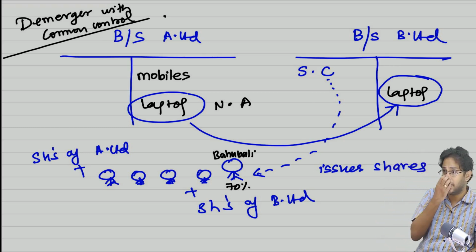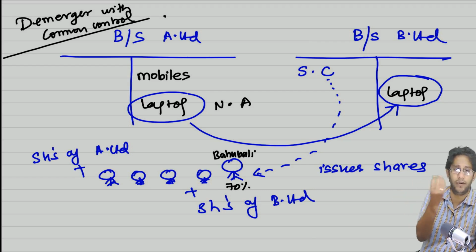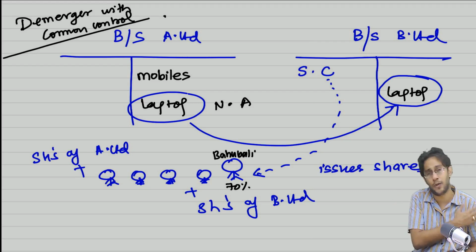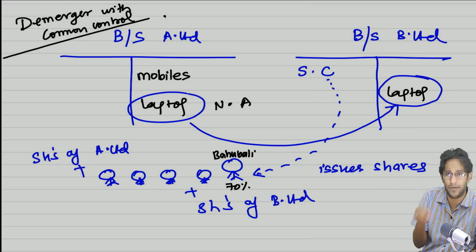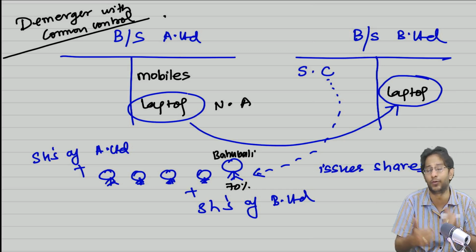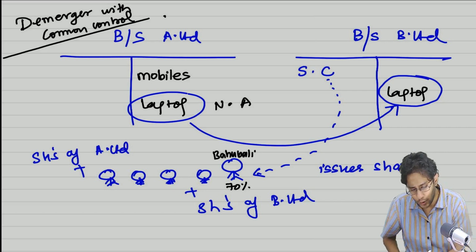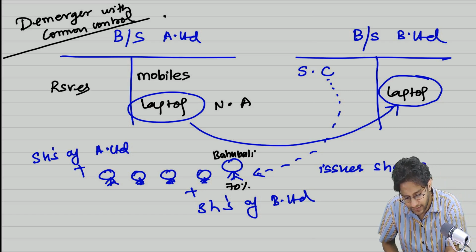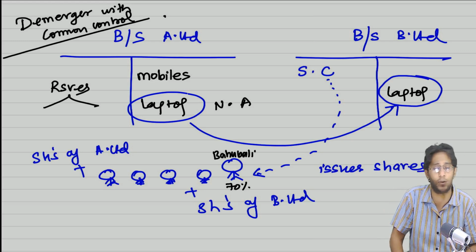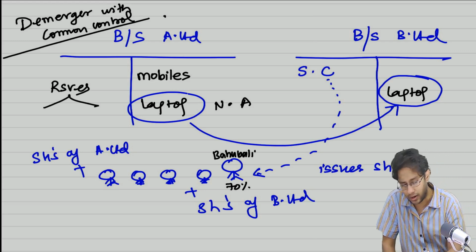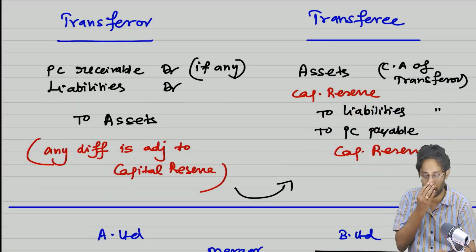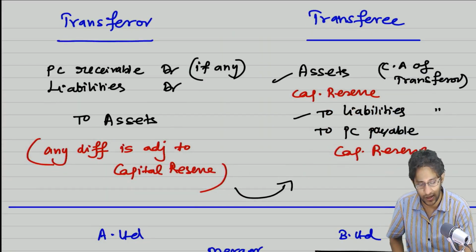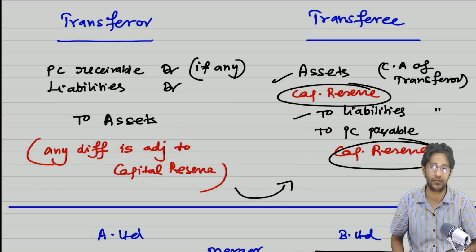In this sum, technically B is taking over a division, but B is not taking over the entire A Limited. If B was taking over the entire A Limited as a common control transaction, I would have adjusted all the reserves of A Limited into B Limited. But in the case of one division, the reserves of A Limited cannot be split division-wise. So you will not have data on how much reserves belong to the mobile division and how much to the laptop division. This kind of split you may not have. So the ICAI study material answer has been given like this. You incorporate all the assets and all the liabilities at book values, and the gap you adjust into capital reserve. That's the treatment they have done.